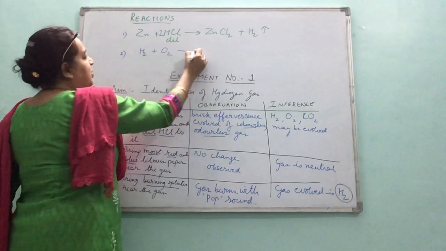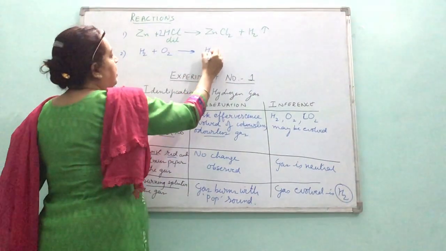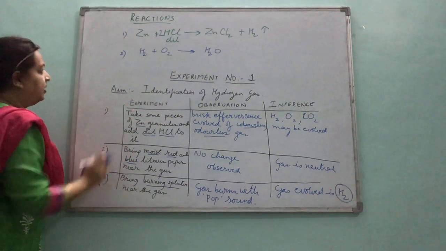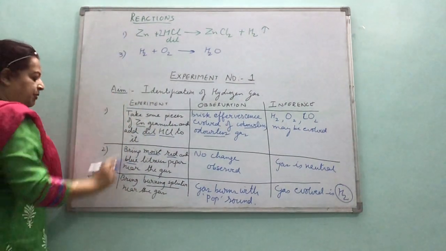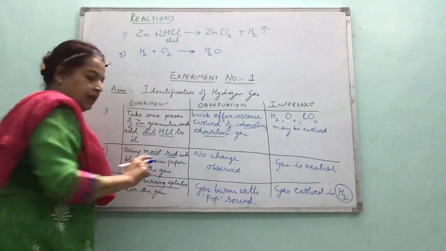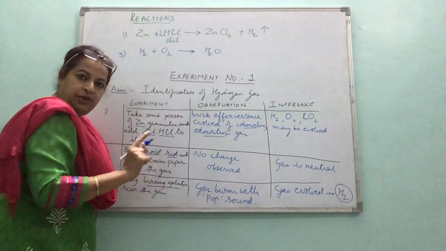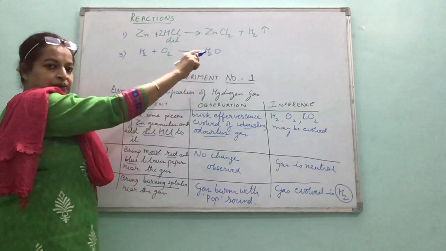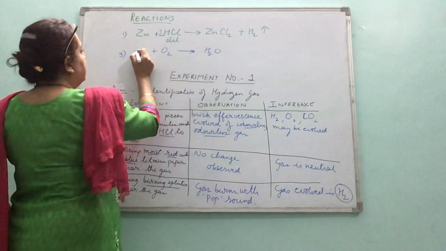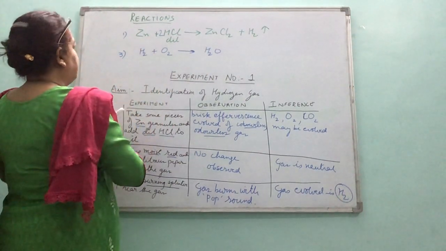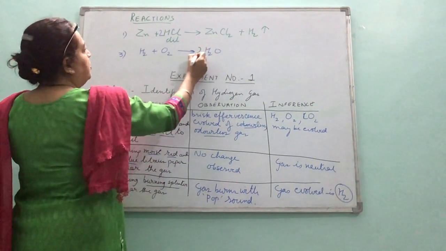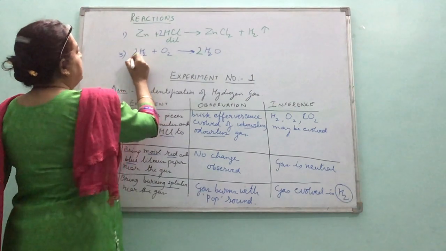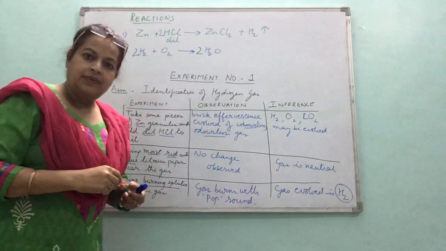This is for the confirmatory test. It forms H2O. Now this is the third, so I'll put number 3. For the litmus test there would be no reaction, so I am not putting any reaction here. Again I will balance it. This would be, okay, 2 here and 2 here. Now it is balanced. Right?